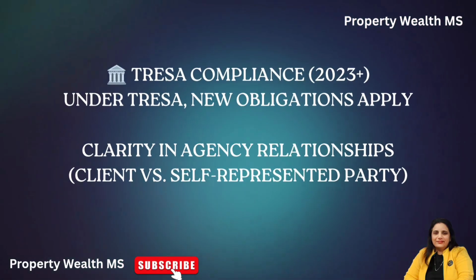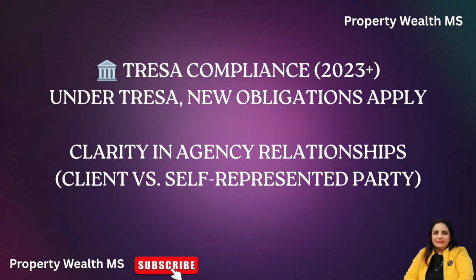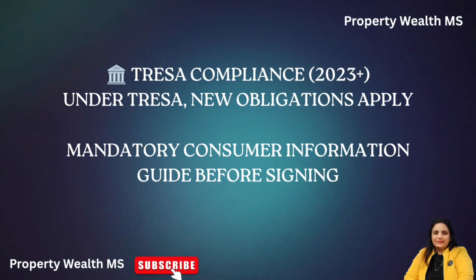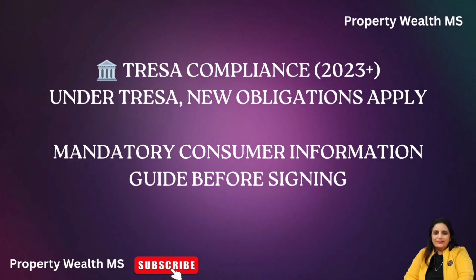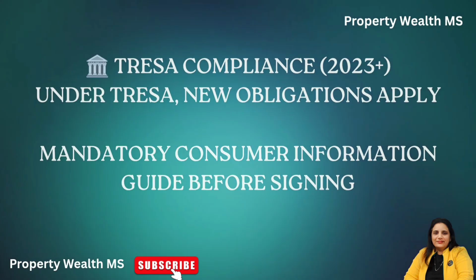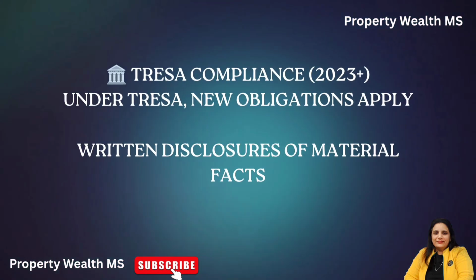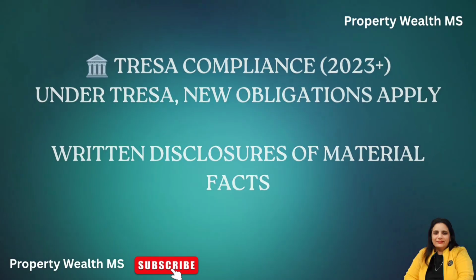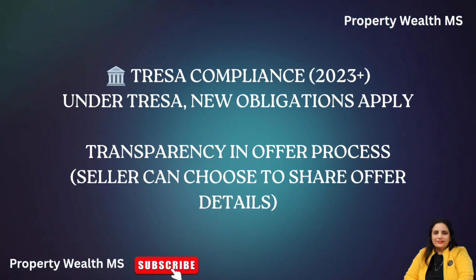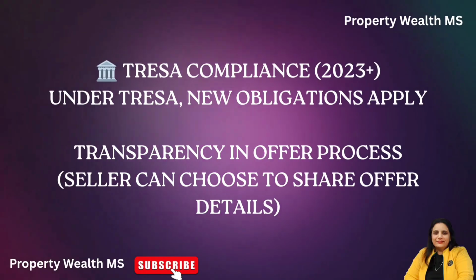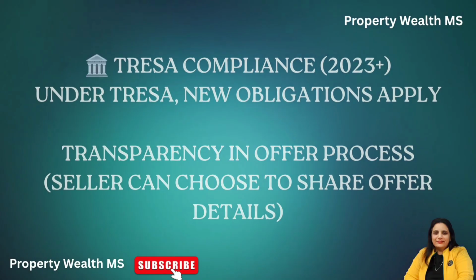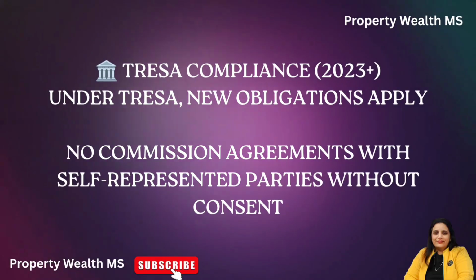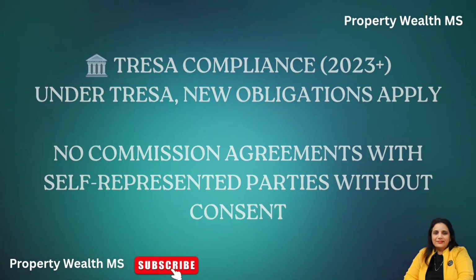Now let's take a look at the new TRESA update obligations. First, clarity in agency relationship must be clearly mentioned in the agreement, either client or self-represented party. Mandatory consumer information guide before signing, written disclosure of material facts, transparency in the offer process, the seller can choose to share offer details, and no commission agreement with self-represented parties without consent.